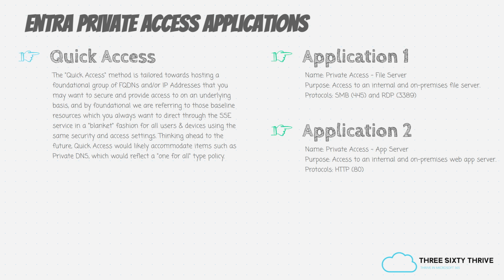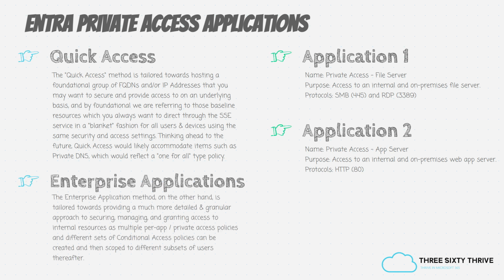Thinking ahead to the future, Quick Access would likely accommodate items such as private DNS, which would reflect a one-for-all type policy. The Enterprise Application method, on the other hand, is tailored towards providing a much more detailed and granular approach to securing, managing, and granting access to internal resources, as multiple per application and private access policies and different subsets of conditional access policies can be created and then scoped to different users thereafter.